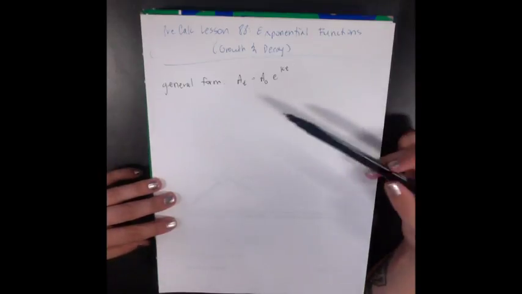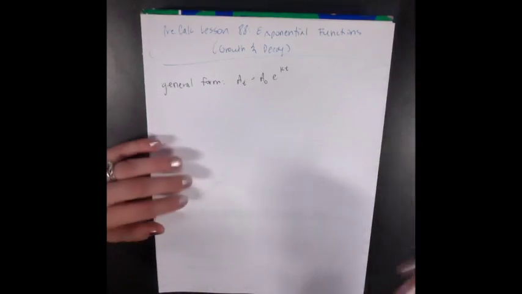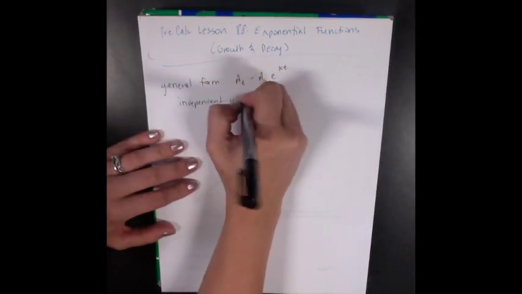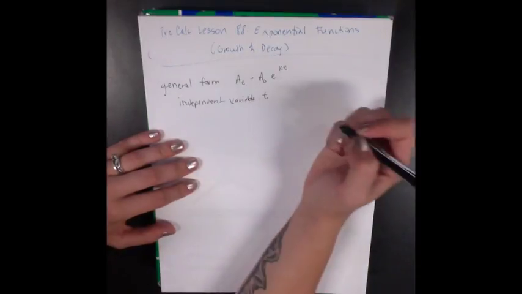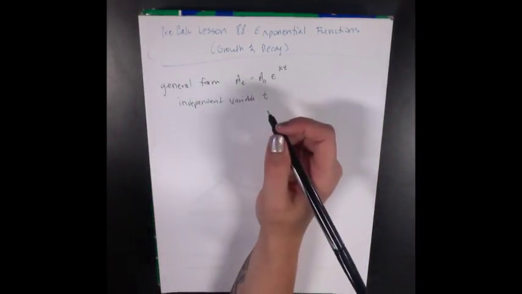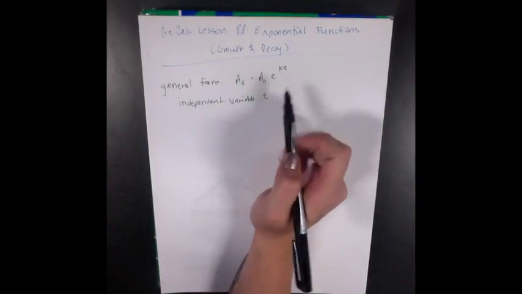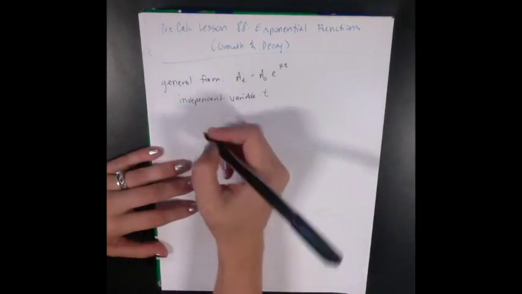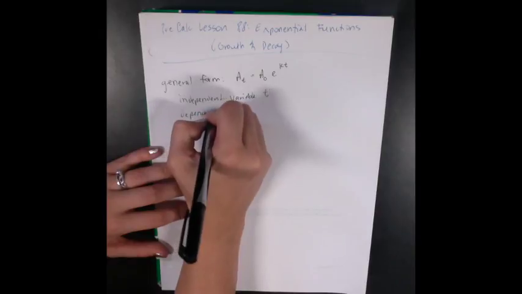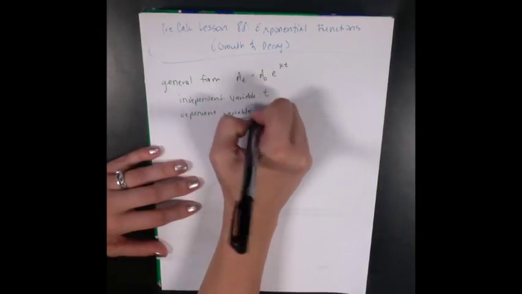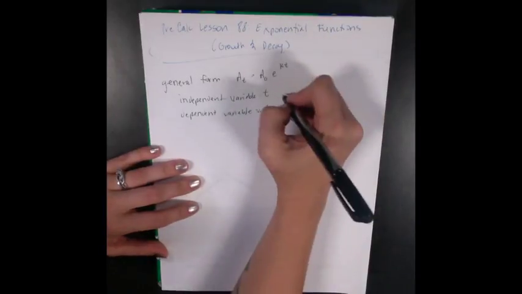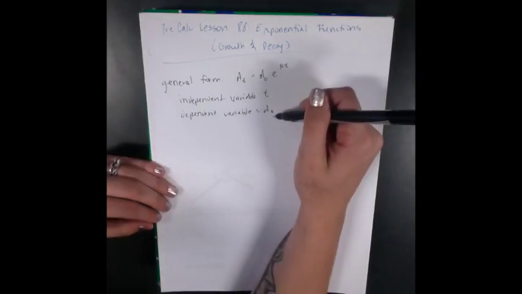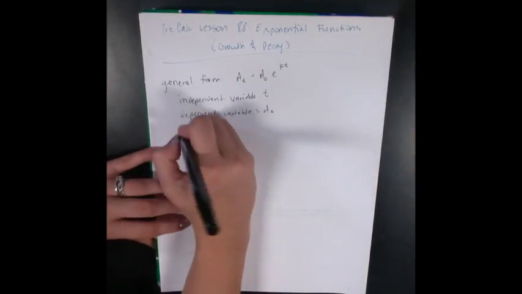So the general form is A sub t equals A naught e to the kt. Our independent variable is t. And in it we have, in this case, negative values. They have no meaning because we are talking about only growth. Our dependent variable is A sub t. So you can think of this independent variable typically relates to our x. In this case, it's time. Our dependent variable is the y, or A sub t.